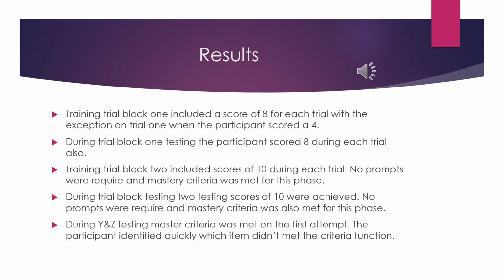Training trial block 2 included scores of 10 during each trial. No prompts were required and mastery criteria was met for this phase. During trial block 2 testing, scores of 10 were achieved. No prompts were required and mastery criteria was also met for this phase. During Y and Z testing, mastery criteria was met on the first attempt.